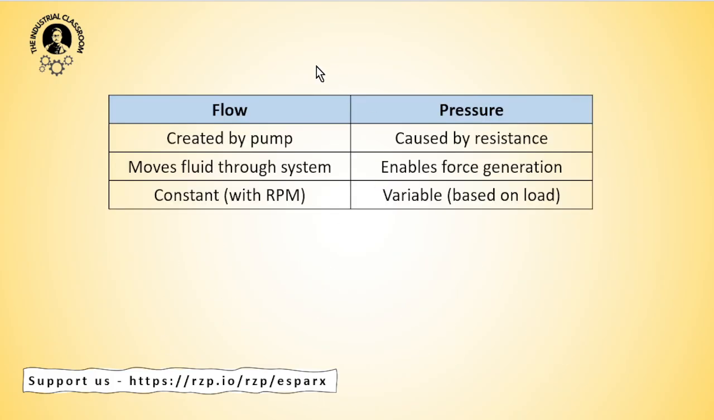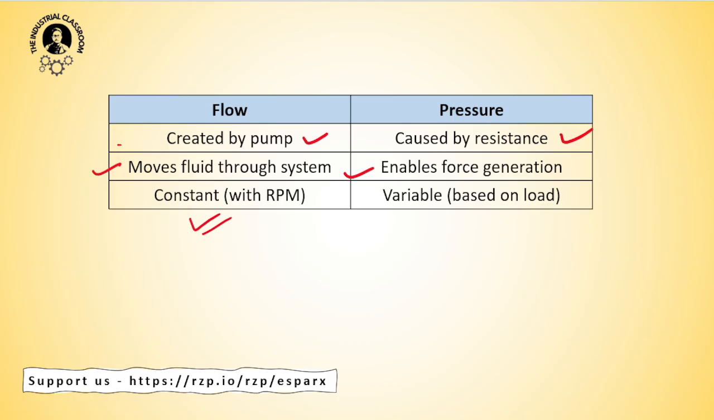Okay, now for the flow, for example, in our hydraulic system, flow is created by the pump which you are using to pump the hydraulic fluid. It creates flow, and pressure is created by the resistance. Flow moves the fluid through the system, but pressure enables force generation. And at constant RPM, the flow is constant, but pressure may vary.